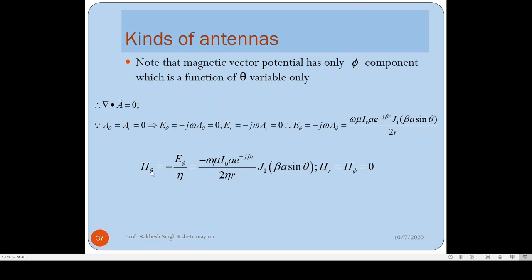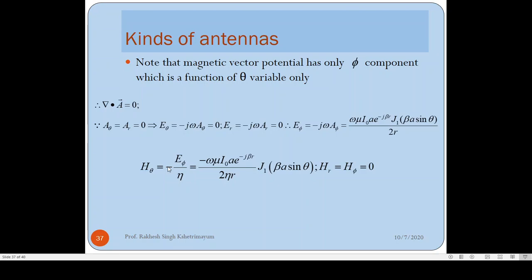You know that the ratio of electric field and magnetic field is equal to eta. So if I want to find H phi, it will be minus E phi by eta here. So eta is 377 ohm for free space. So you know the expression for E phi, you can plug it in here, you can find the magnetic field H theta. You have a negative sign.